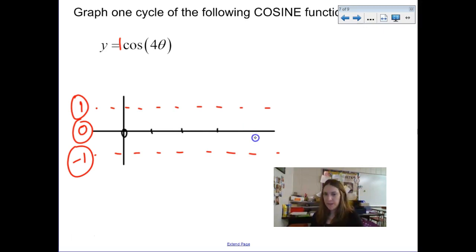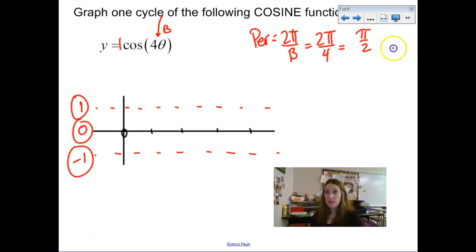Alright, let's go figure out the period, because I think it's been changed. Okay, that was supposed to be 4. There we go. The period is 2 pi divided by b. So when I go in my formula, that's b. So 2 pi divided by 4 is pi over 2. Oh, yuck. This is going to be fun. All right, here we go.